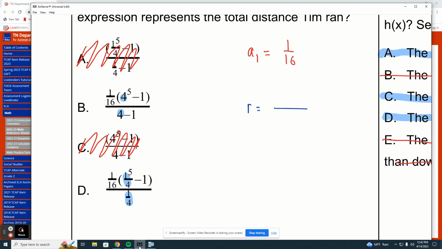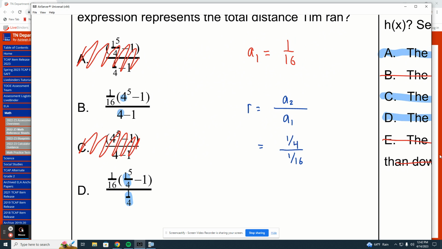How did we find, Hunter, how do we find the common ratio? You took the second term and you divided it by the first term. Do y'all remember that? What did we just say the first term was? 1/16 has to be in the bottom. Guys, what did Tim run on day 2? So his A sub 2 was 1/4.